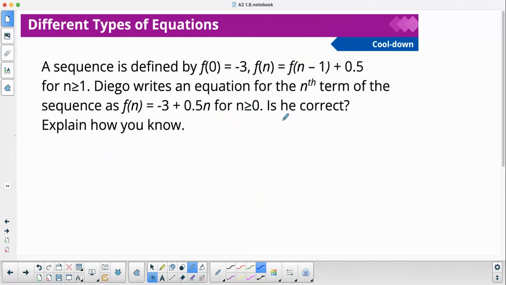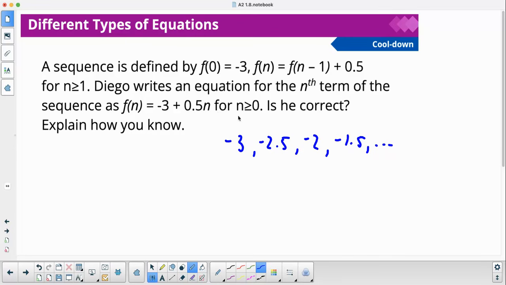All right. Last thing, cool down. Here's my sequence. They start with the 0 term, and they give us our recursive definition. So you're going to add 0.5. So that's going to be negative 2.5, negative 2, negative 1.5, and so forth. Diego writes an equation for the nth term. It is f of n equals negative 3 plus 0.5 to the n. Is he correct? Explain how you know.